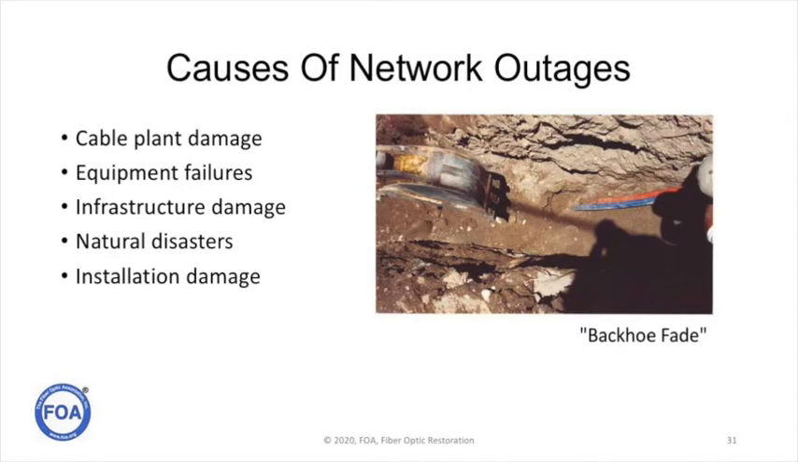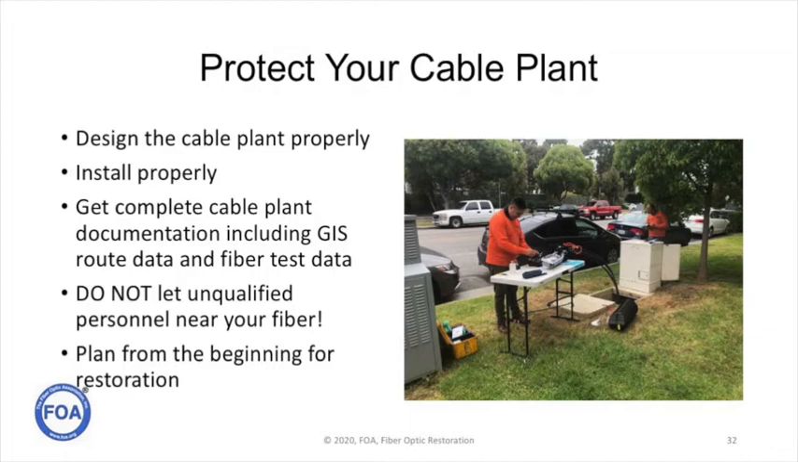In the first lecture, we looked at the causes of network outages: cable plant damage, equipment failures, infrastructure damage, natural disasters, and installation damage. And we talked about how to protect your cable plant: design it properly, install it properly, have complete documentation on it, and be careful not to let unqualified personnel near your fiber, either during installation or afterwards. And we want you to plan from the beginning for restoration. And that's what this lecture is all about.